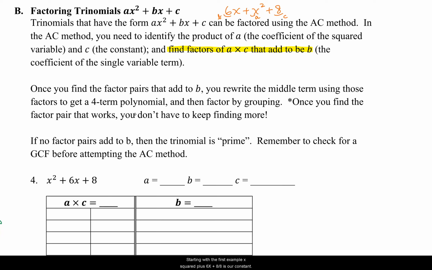Starting with the first example, x squared plus 6x plus 8. 8 is our constant. 6x is being multiplied by x, so that is our b. What number here is in front of x squared? This is not meant to be a trick question, but it could be seen as that. We don't have a number in front of x squared, but we don't want to write 0, because 0 times x squared means we have no x squareds. We have 1x squared. I usually call that the invisible one.